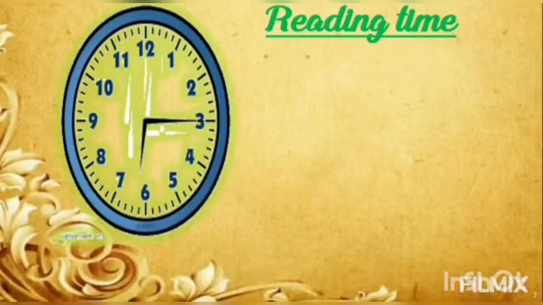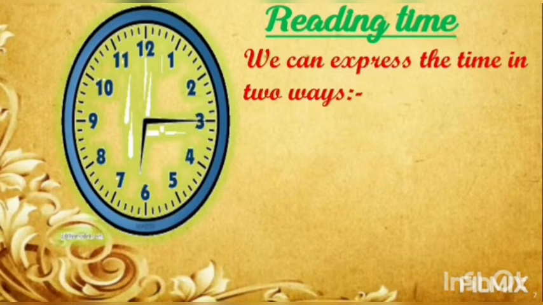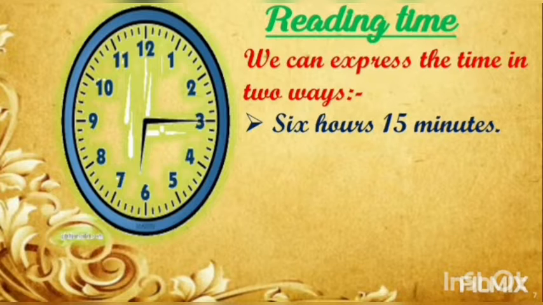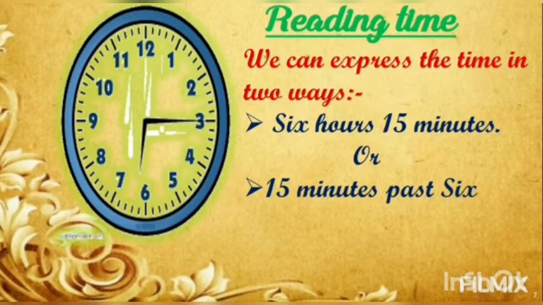Now, let's understand how we read time. Please have a look at the given time on your screen. We can express the given time in 2 ways. The first way is 6 hours and 15 minutes, since the hour hand is at 6 and the minute hand is at 3, which means 3 into 5 equals 15 minutes. Therefore, our time is 6 hours 15 minutes. Or we can write it as 15 minutes past 6. Both ways of reading and writing time are correct.